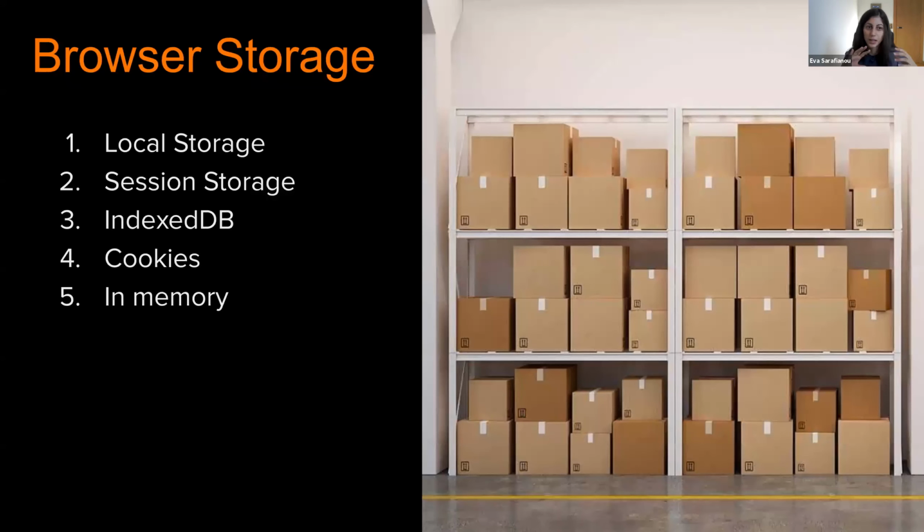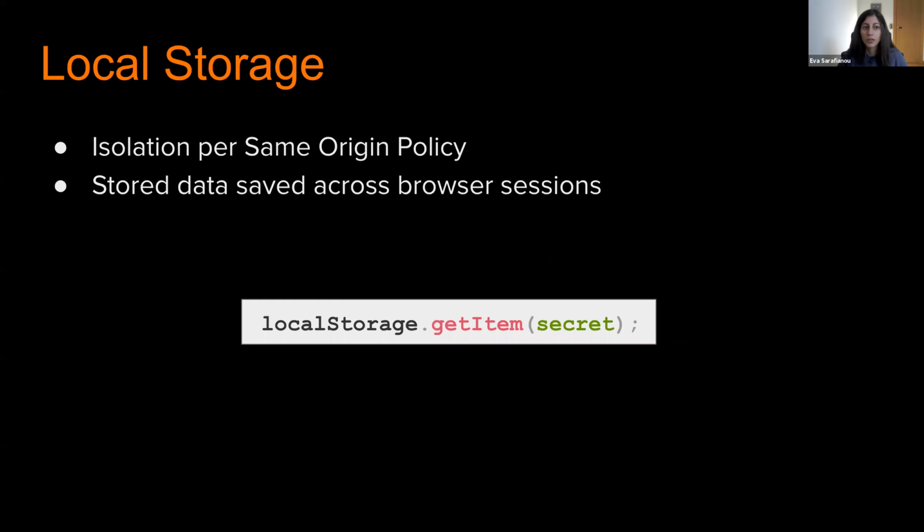First, let's see what are the different browser storage options. We have local storage, session storage, we have IndexedDB, cookies, and in-memory. And we will discuss each one of them separately. If we start with local storage, it offers isolation per same origin policy. So as we said, one origin cannot access the local storage of another origin.